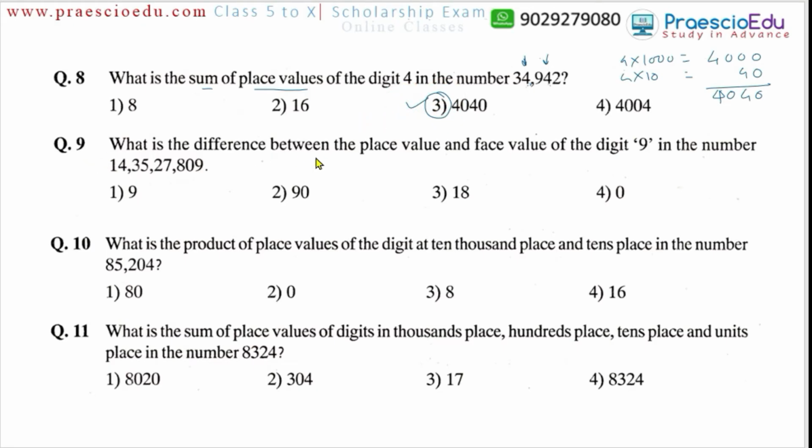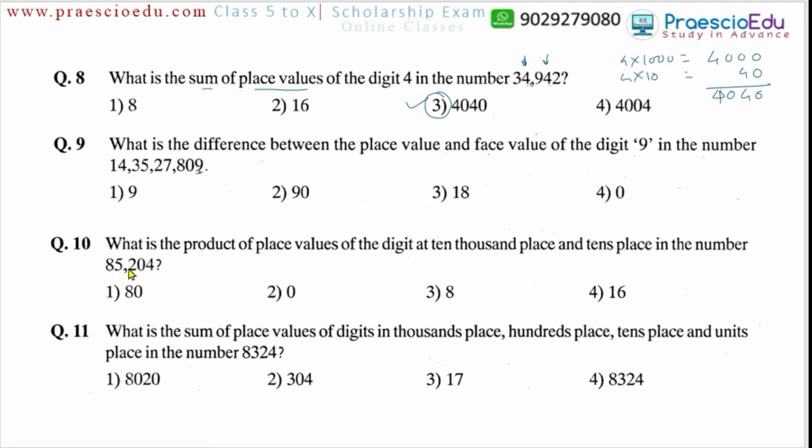Question number 9: what is the difference between the place value and face value of the digit 9 in a number? We have to find the difference between the place value and the face value of 9. The place value of 9 is 9 multiplied by the unit, which is 1, so the place value is 9, and the face value is also 9. The difference means 9 minus 9, so 0 is the answer. That's why option number 4 is the correct one.